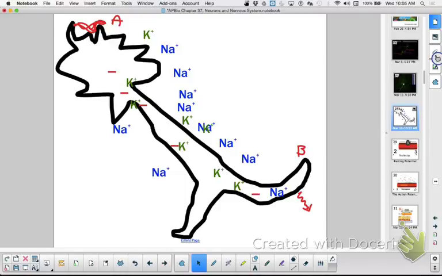Significance: it sets up a difference in charge, a polarized membrane that can be used to transmit an impulse along the length of the neuron. Okay? And then we'll pick up at action potential.